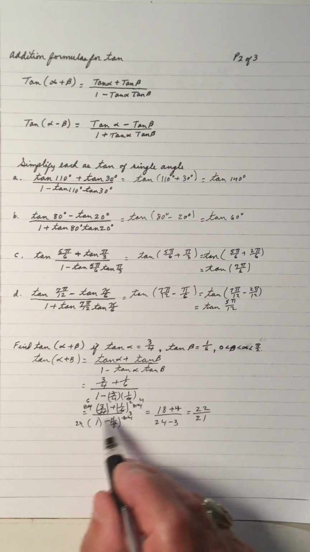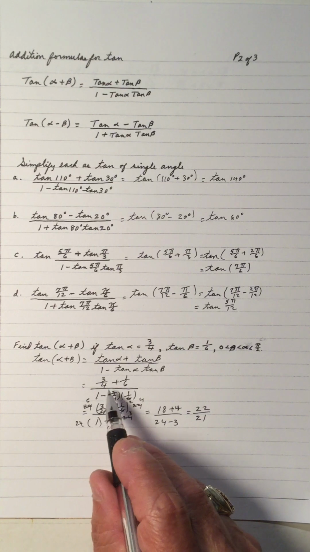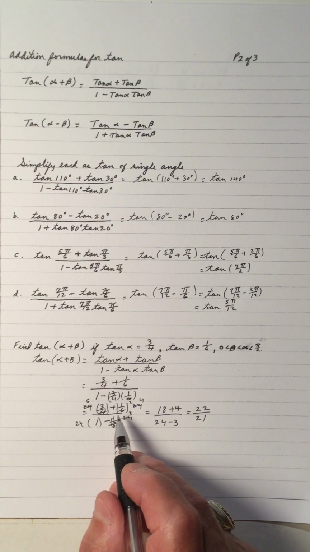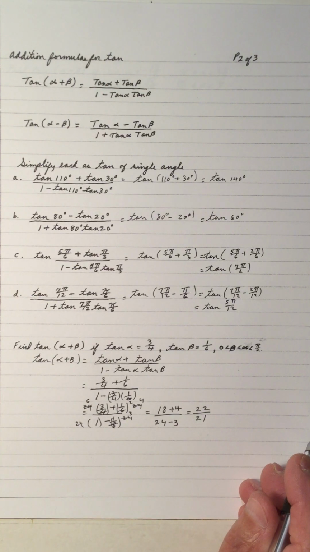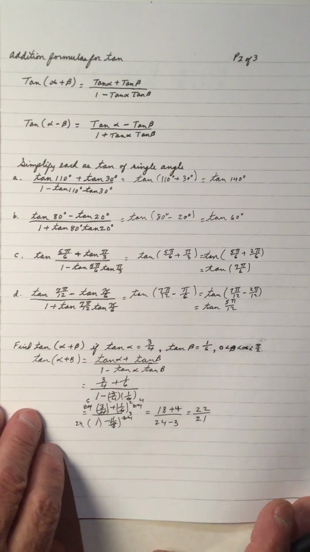And notice how I simplified it by multiplying all parts of the expression by 24. The easiest way to simplify a complex fraction. So 22 over 21. Okay, let's try another one.